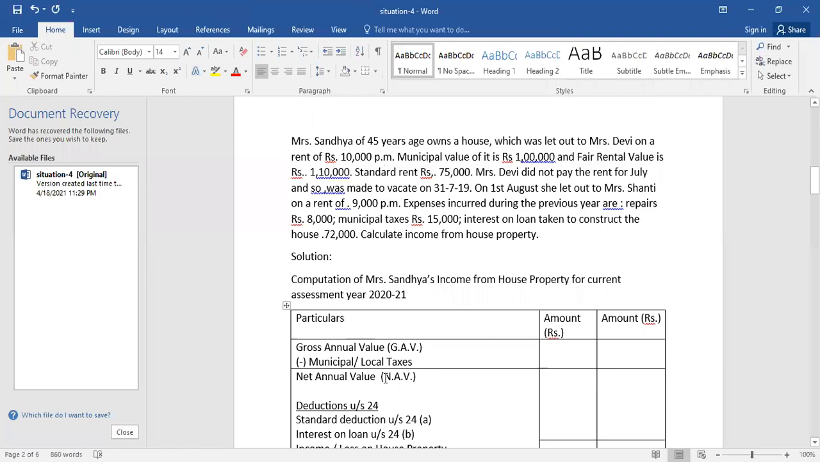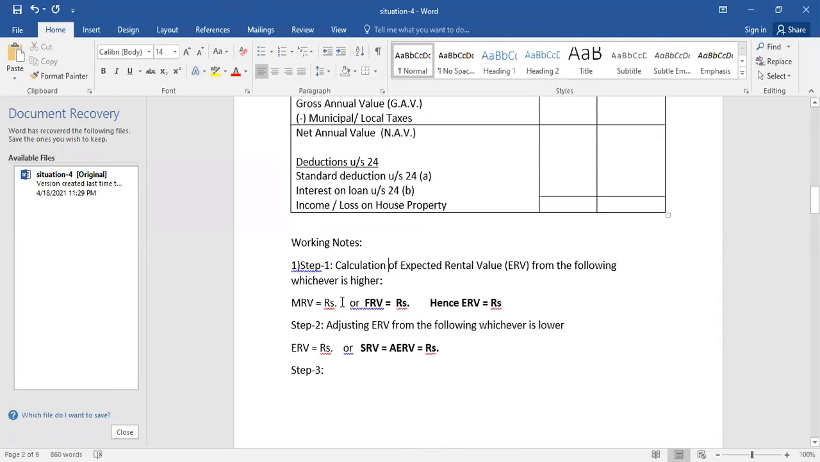Now, here MRV is given as 1 lakh, and FRV is 1 lakh 10,000. So MRV is 1 lakh, and FRV is 1 lakh 10,000. We should consider 1 lakh 10,000. As the FRV is higher, we take ERV as rupees 1 lakh 10,000.